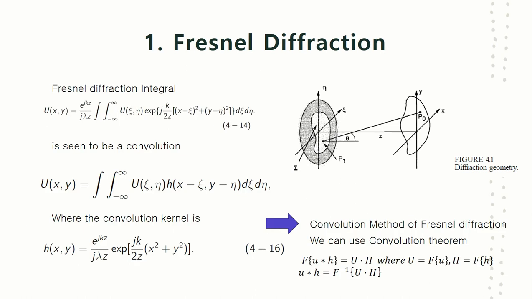The Fresnel diffraction integral is seen to be a convolution of u(ξ,η) and h, where h is this. By the convolution theorem, the Fourier transformation of the convolution between u and h is the product of the Fourier transformations of u and h. So by inverse Fourier transformation of this, we can figure out what u(x,y) is.